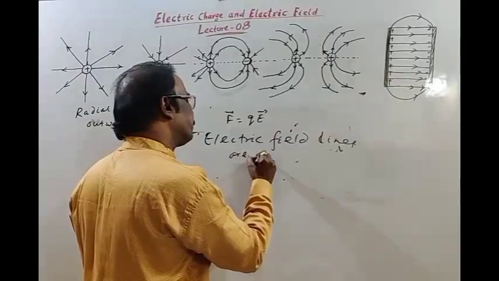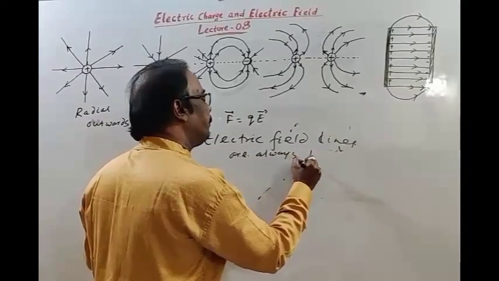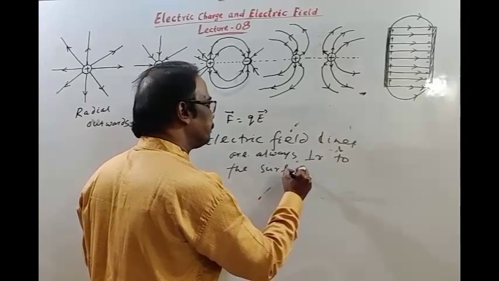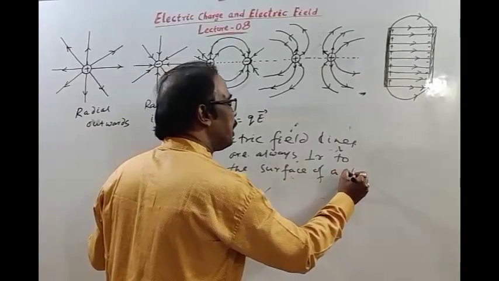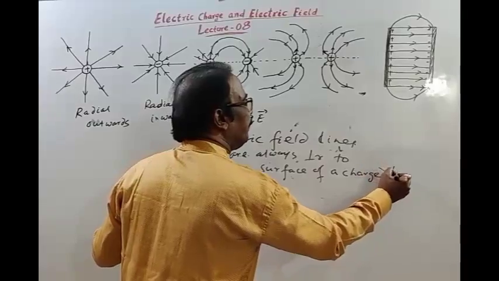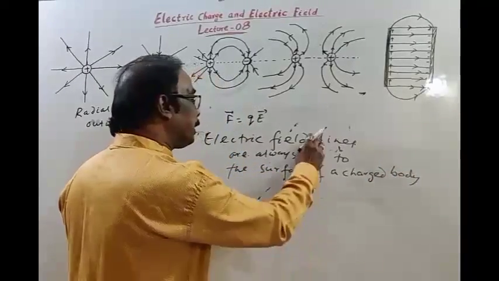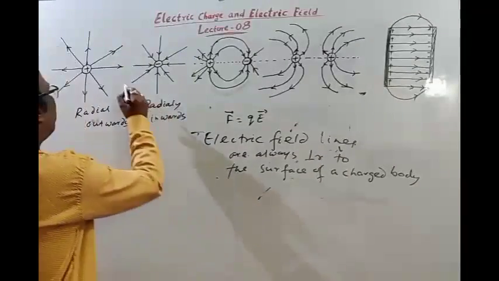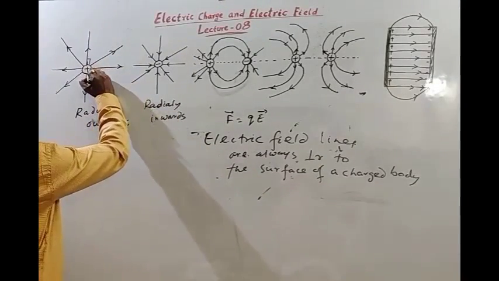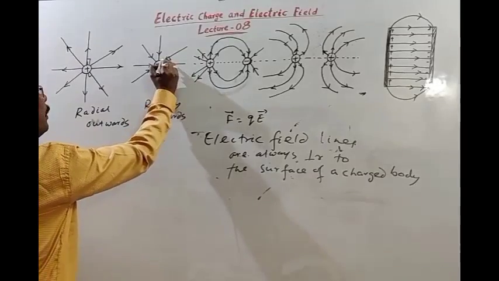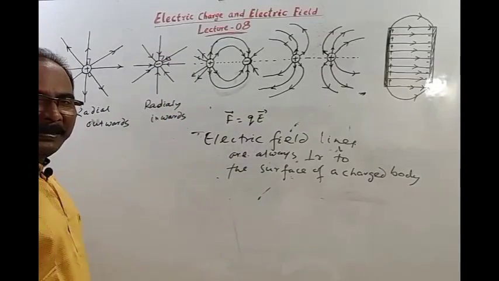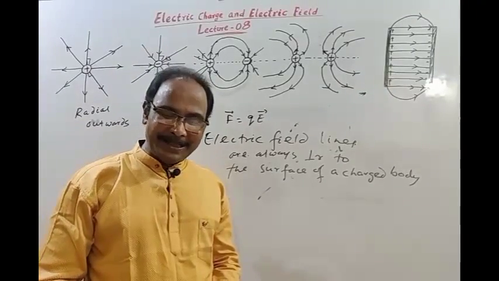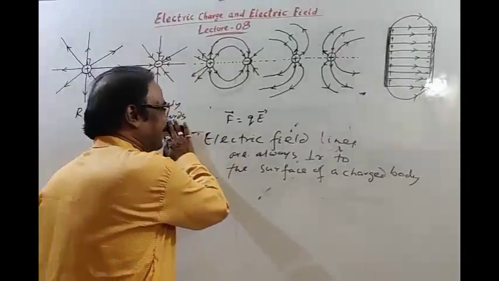Electric field lines are always perpendicular to the surface of a charged body. Okay, as you have observed here, all the electric field lines are perpendicular to the surface of a charged body.